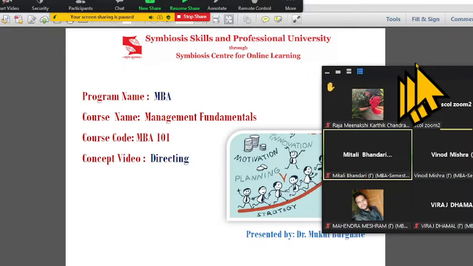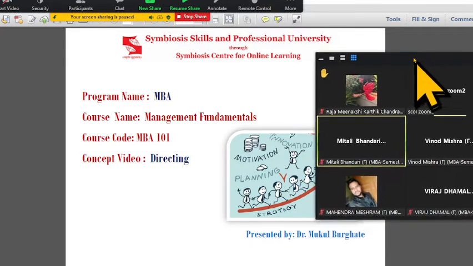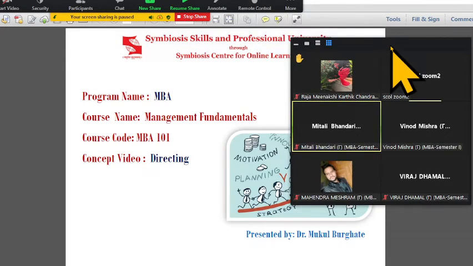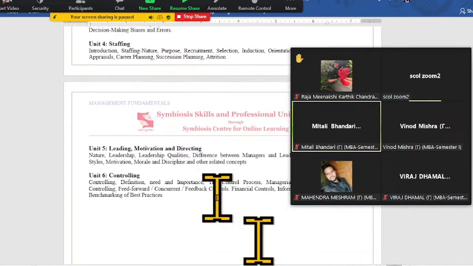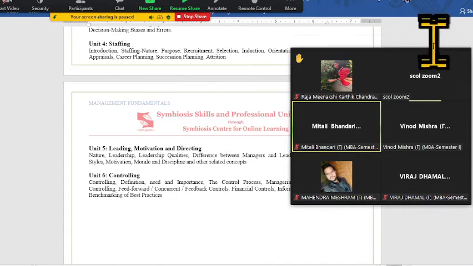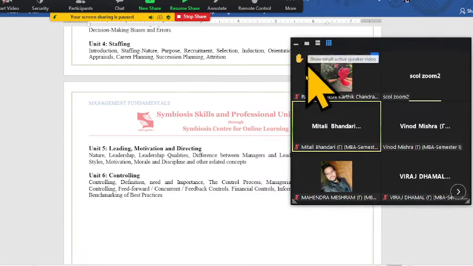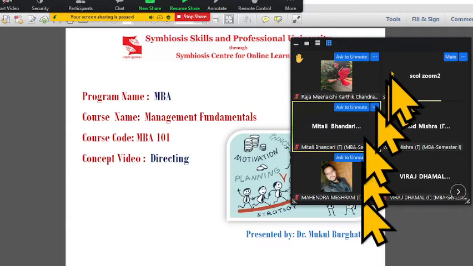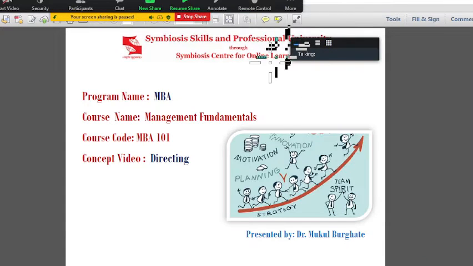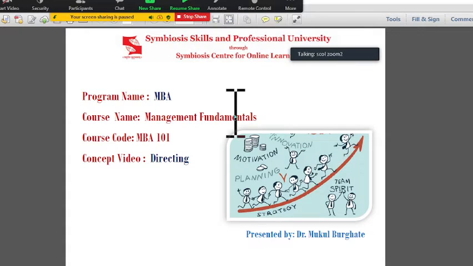Let us move to another very important concept, and this is unit 5, I suppose. Let me just check for all of you. Yes, unit 5, that is leading, motivation and direction, right? So we are going to discuss something on this today, and just let me know whether this slide is clearly visible to all of you or not. Is it clearly visible?